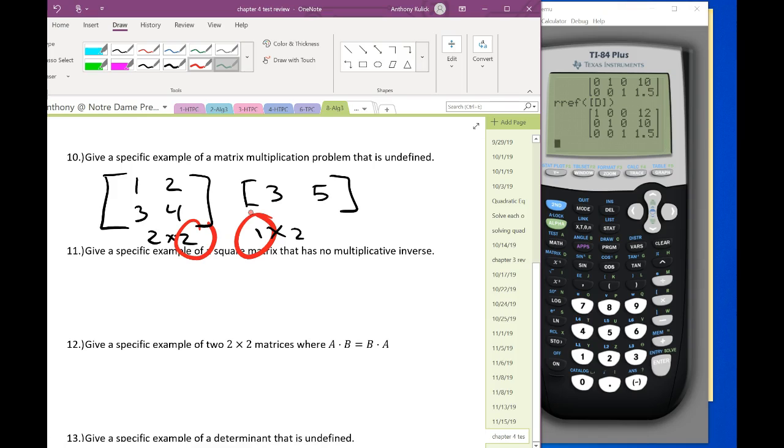When I say specific, I just mean put some numbers in something, just like we did here. It doesn't matter what the numbers are, because the dimension is what matters, right? Okay. Did you guys have an answer for 11? Were you able to figure that one out?